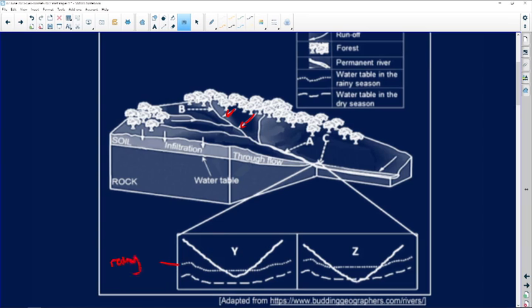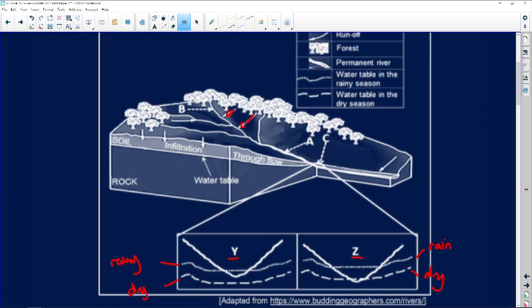Let's just add it over there, right? And this is during dry season. Now this is during rainy season and dry season. Now immediately, what can I see as the difference between Y and Z? Z is going to be a permanent river because there's water inside the river during rainy season as well as dry season. But if we look at Y, it's a periodic river or a non-perennial river because there's only water inside the river during rainy season. But during dry season, it's below the riverbed.